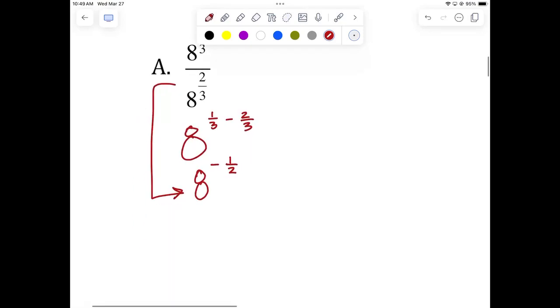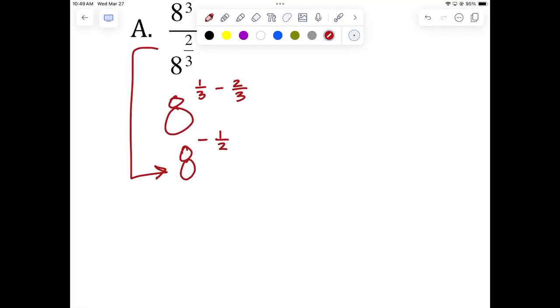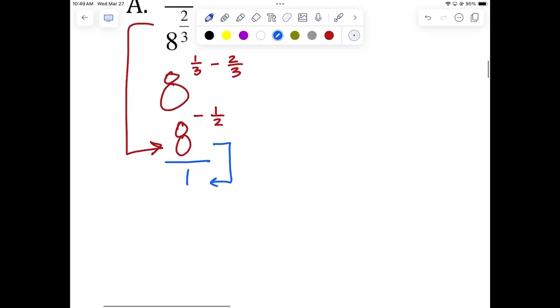Now, it said no negative exponents in our final answer. So how am I going to get rid of the negative exponent? Well, here's the easiest way to do it. If it's not a fraction, put it over 1. And then you just bring that to the bottom, and that leaves a 1 on the top. And then what becomes of the exponent at the bottom when you just bring it downstairs? The only thing that changes is instead of negative, it becomes positive. So it's 8 to the positive 1/2.